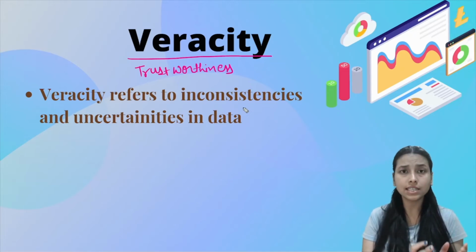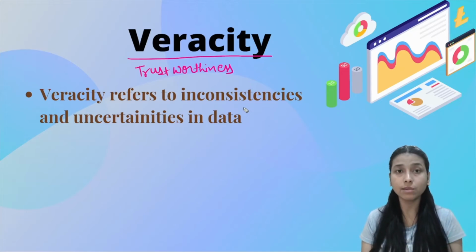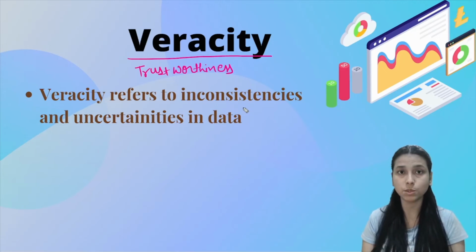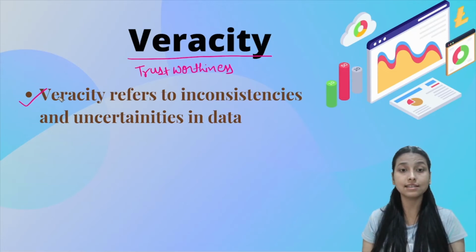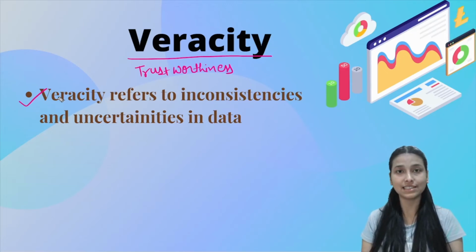And if the size of the data is so small, that will again lead to incomplete information, or you can say partial information. So in both cases, it is going to create a problem. So the trustworthiness of data should be maintained. Here you can see veracity refers to inconsistencies and uncertainties in the data. Alright, so I hope you understood the veracity of the data.